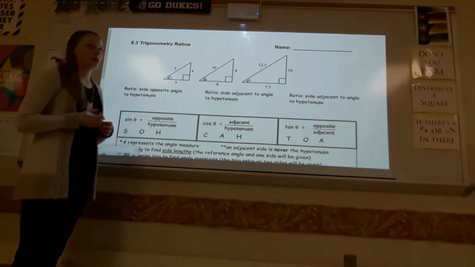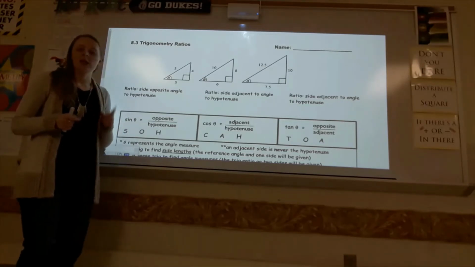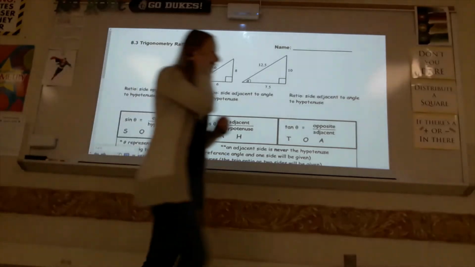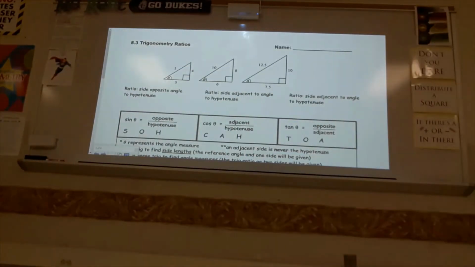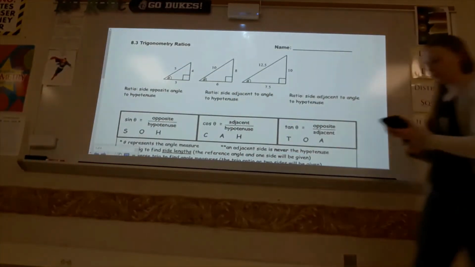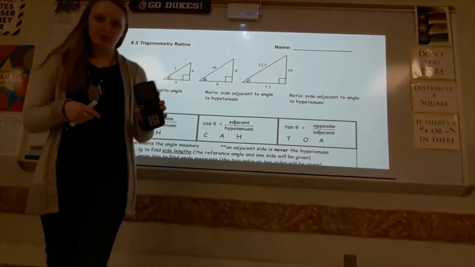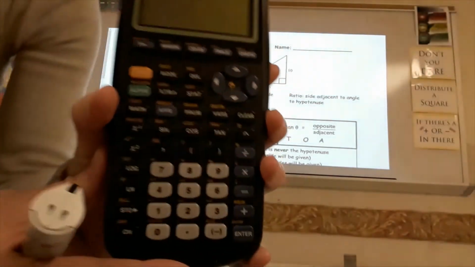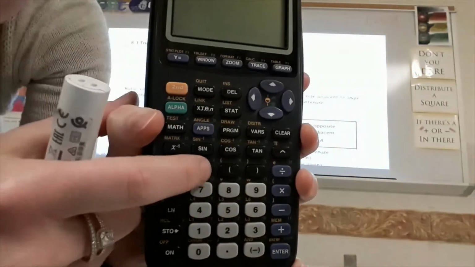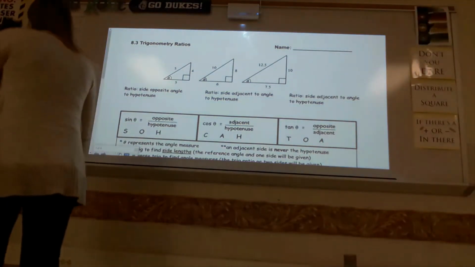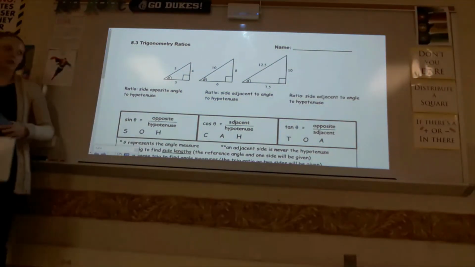But the ones that we're going to be talking about are sine, cosine, and tangent, and they're actually on your calculator. If you have your calculator with you, it's on the graphing calculator or any scientific calculator, really. If you look carefully, you can see the sine, cosine, and tangent buttons. That's what we're going to be learning about here in this lesson.